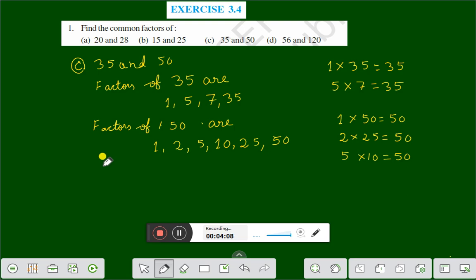Therefore, common factors of 35 and 50 are, to find the common factors, that is 1 is common, and 5 is common, right? 1 and 5 are common. These are the common factors of 35 and 50.